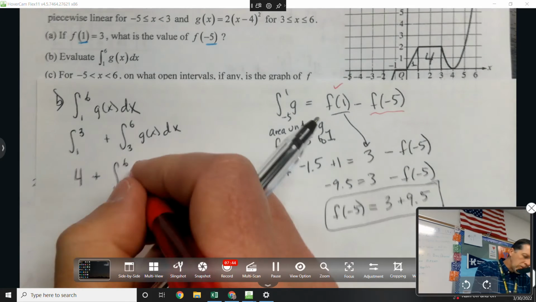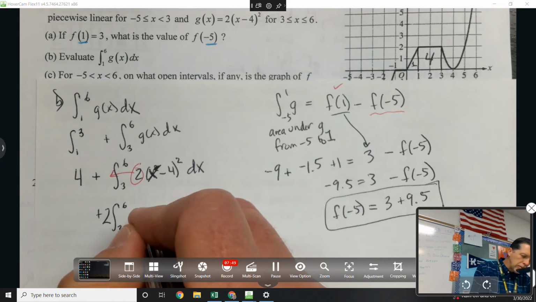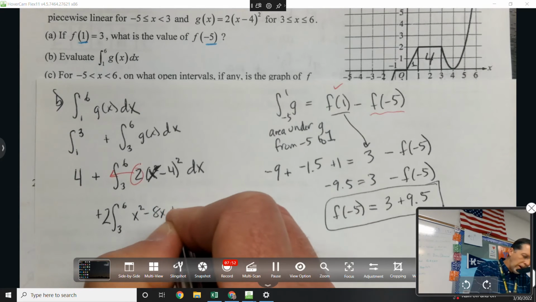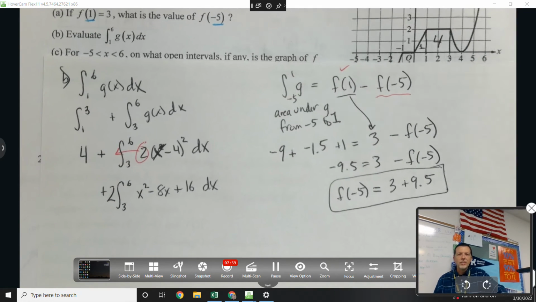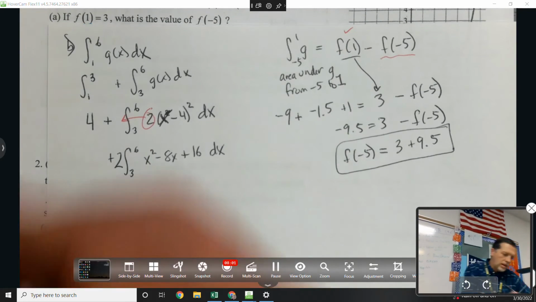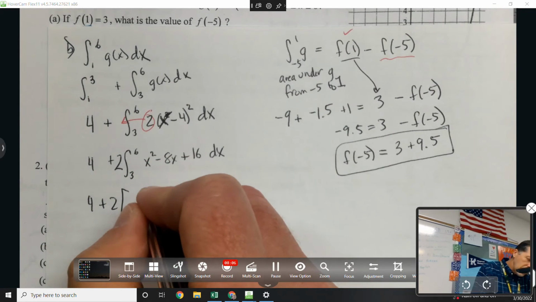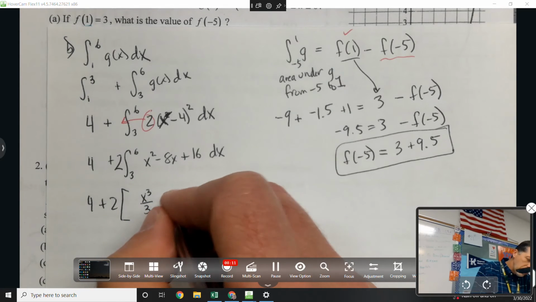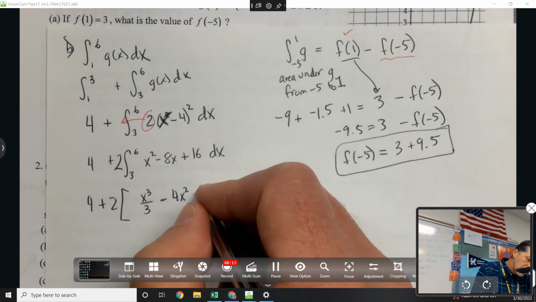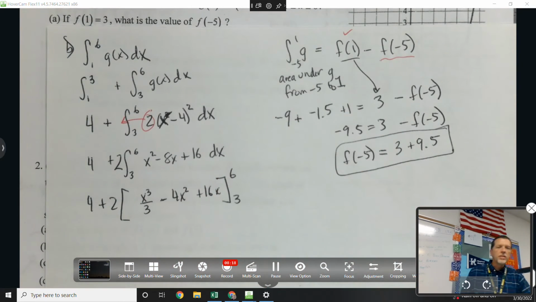I think I'm going to put the 2 out front. And probably my best bet is to just do algebra first on this. I can do it without doing that, but I think that's the easiest way. Don't forget the 4 that's still out front. So x cubed over 3 minus 4x squared plus 16x from 3 to 6.